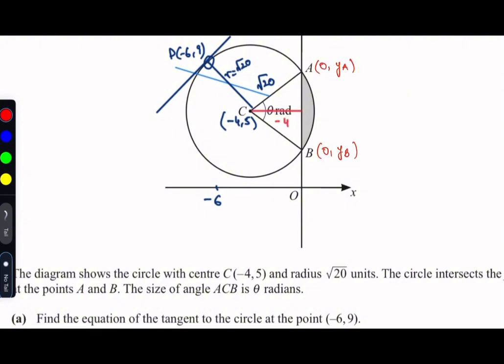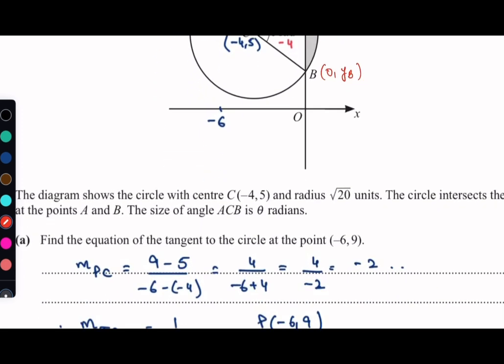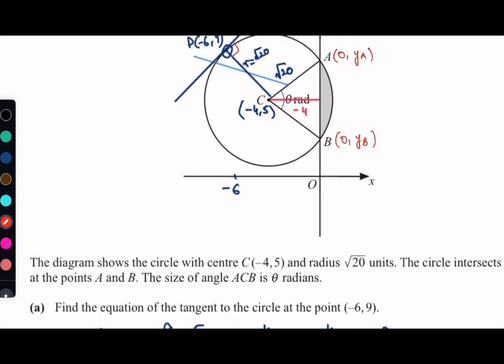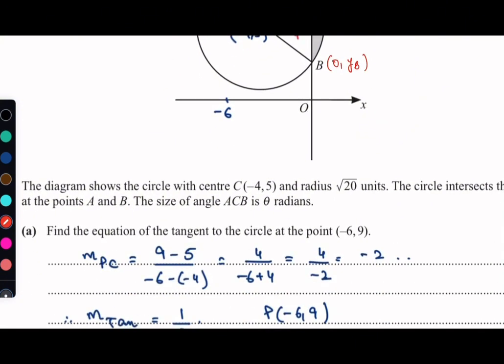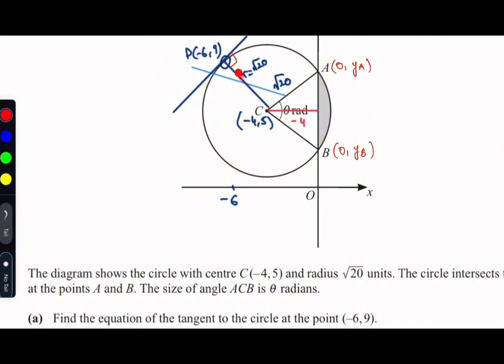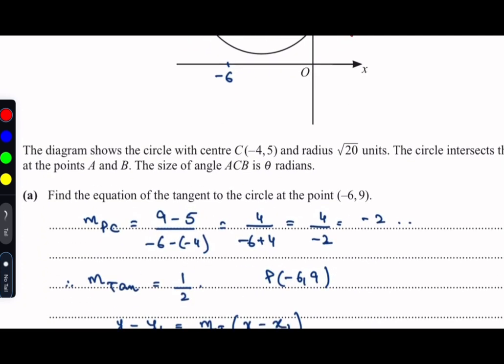For that gradient value, I know that this tangent here is perpendicular to the radius, meaning if I can get the gradient value of PC, for which I can just substitute the coordinates, it's 9 minus 5 over -6 minus -4. I should be getting 4 divided by -6 plus 4, which is 4 over -2. The gradient of PC here is -2. That means for the tangent, it should be positive 1 by 2.